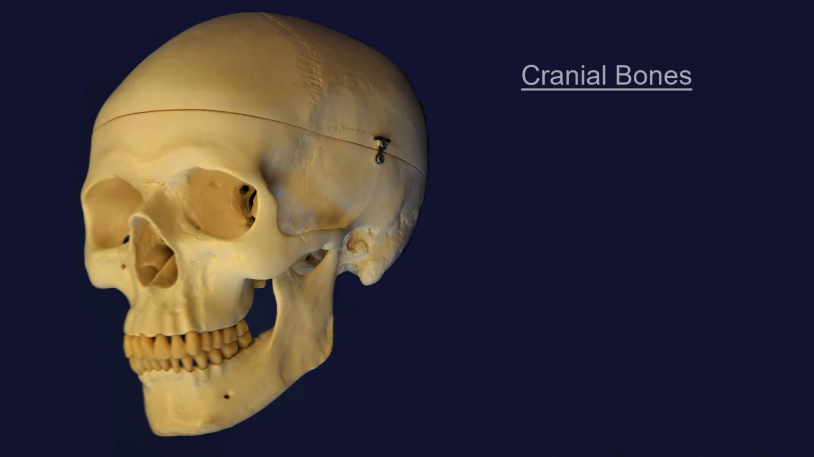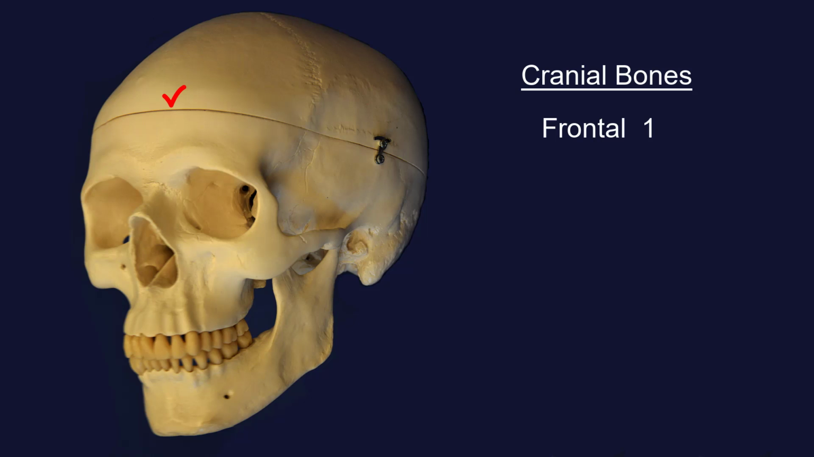Of the cranial bones, there are a total of 8 bones, but only 6 names, because 2 of the bones are going to be paired in the fully formed adult skull. So we start off with the frontal bone, and the frontal bone is a name that derives from the word frons, which simply means forehead. So this is the bone of the forehead.